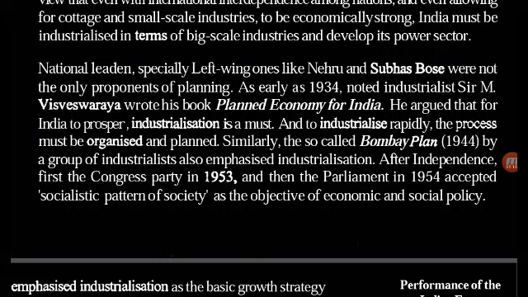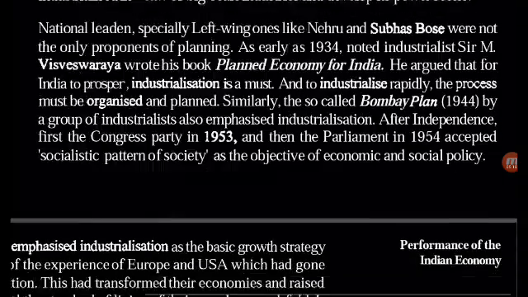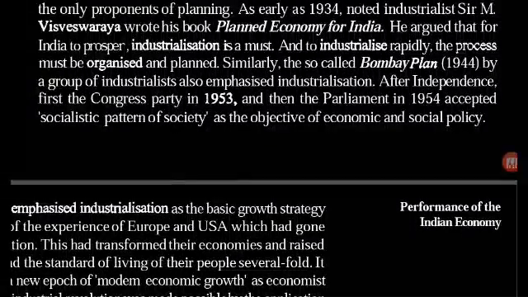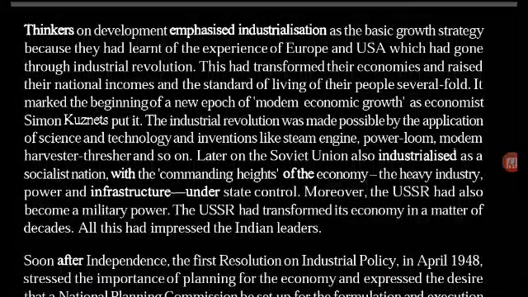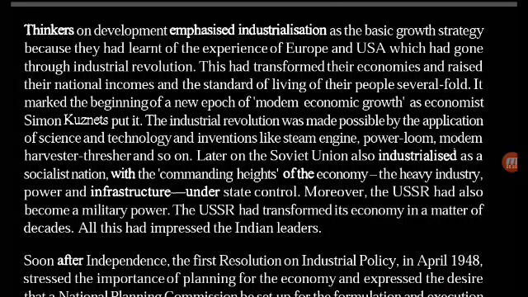After independence, first the Congress Party in 1953 and then the Parliament in 1954 accepted socialistic pattern of society as the objective of economic and social policy. Thinkers on development emphasized industrialization as the basic growth strategy because they had learnt of the experience of Europe and USA, which had gone through industrial revolution. This had transformed their economies and raised their national incomes and the standard of living of their people several fold. It marked the beginning of a new epoch of modern economic growth, as economist Simon Kuznets put it.